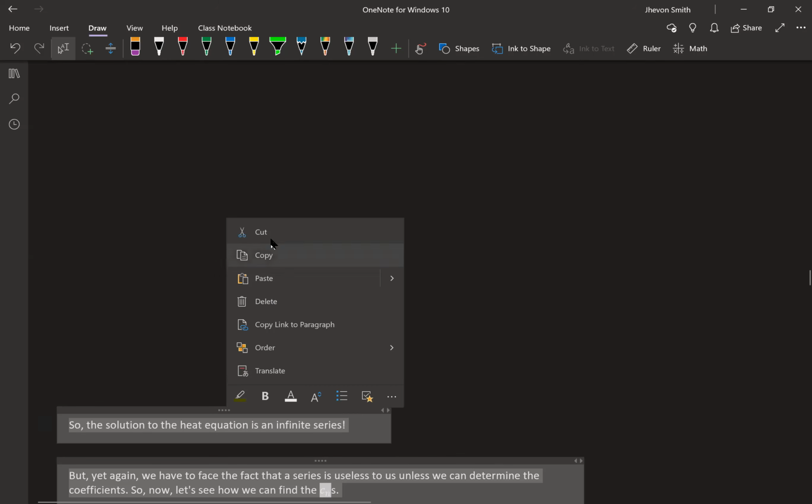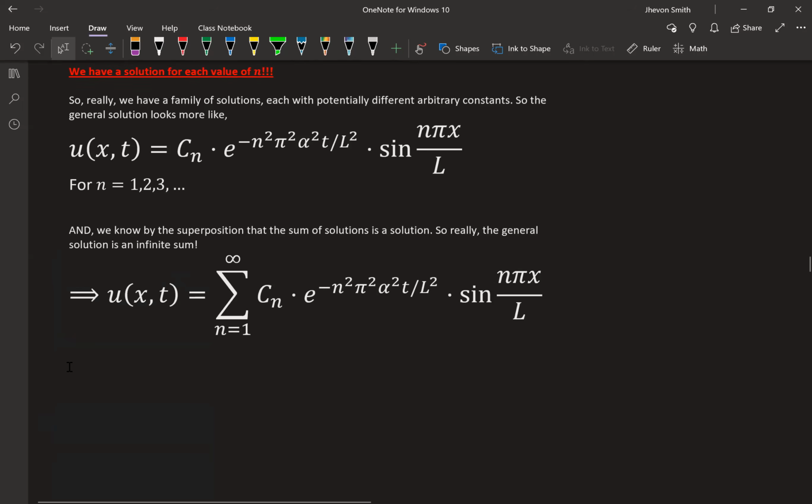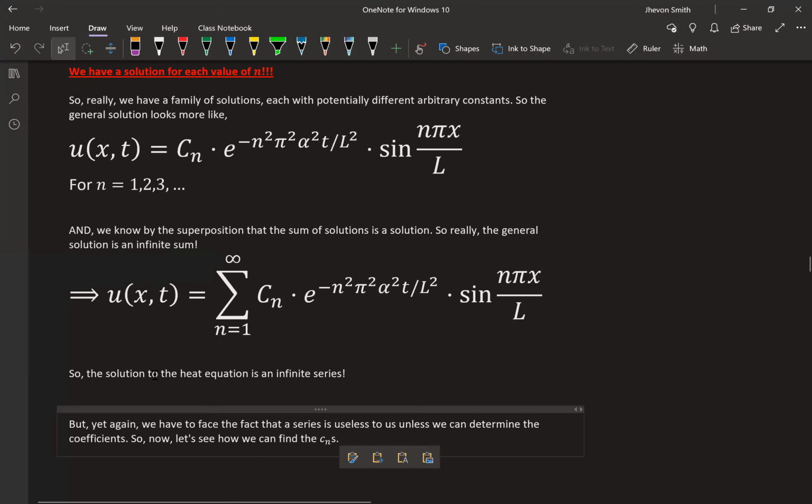To determine the Cn, we need to find the Cn's. Now, you might be worried: how the heck are we going to find the Cn's? Well, to remind you, there is a piece of information we have not yet used.